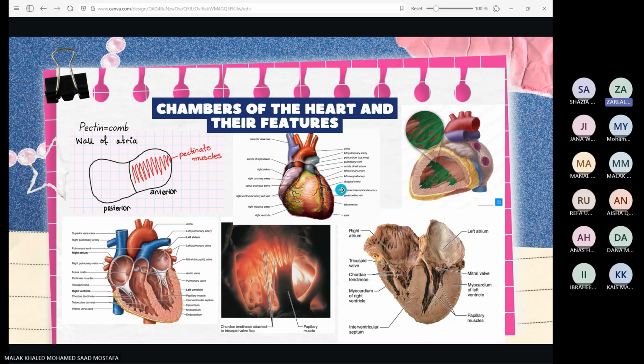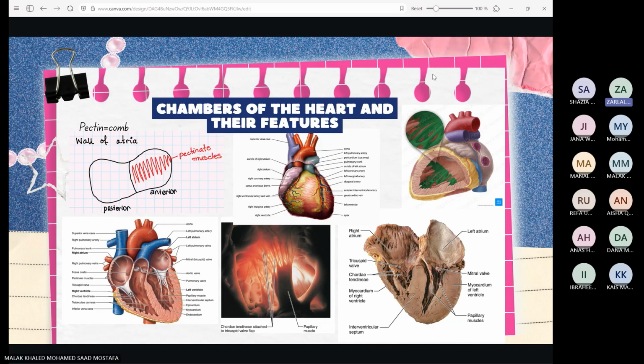In the interatrial septum, there is a little shallow depression called the fossa ovalis. This fossa ovalis comes from a structure in the fetal heart called the foramen ovale.